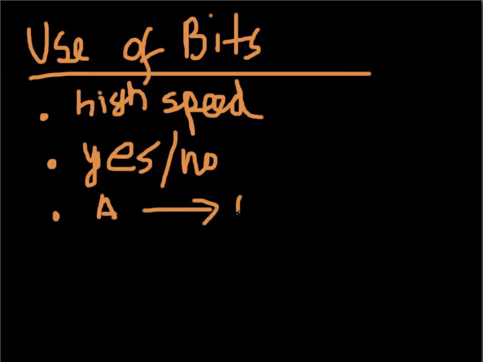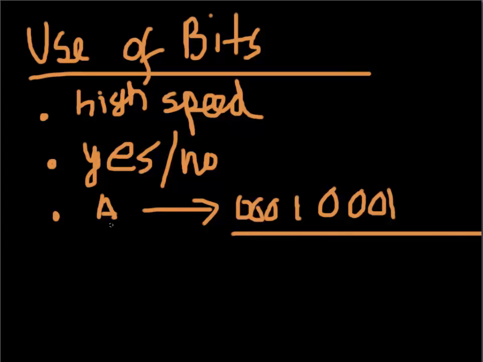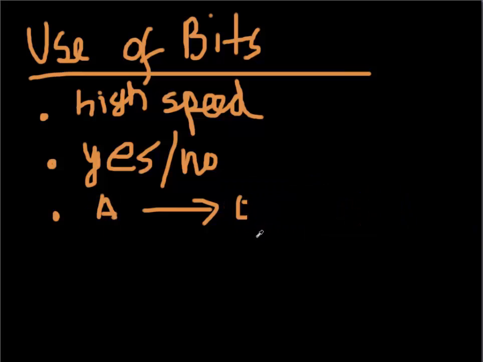A is represented as 0, 0, 1, 0, 0, 0, 1. I actually don't know if it's correct. I'm only saying this to make it clear that a sequence of bits can be used to represent the letter A, which is nothing other than a sequence of zeros and ones, the binary code used by computers.